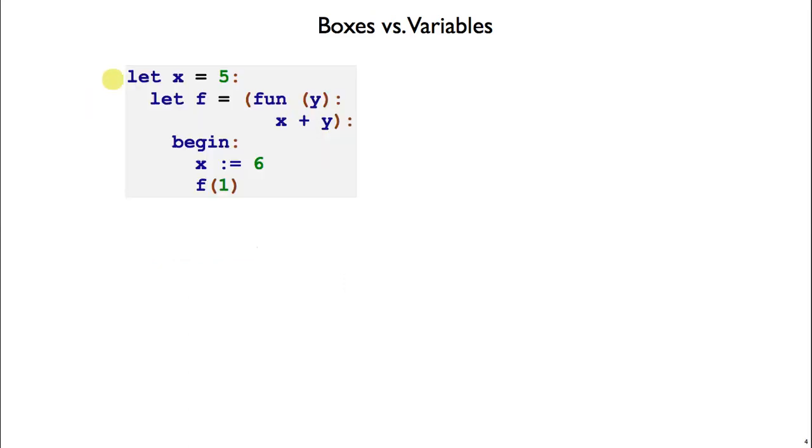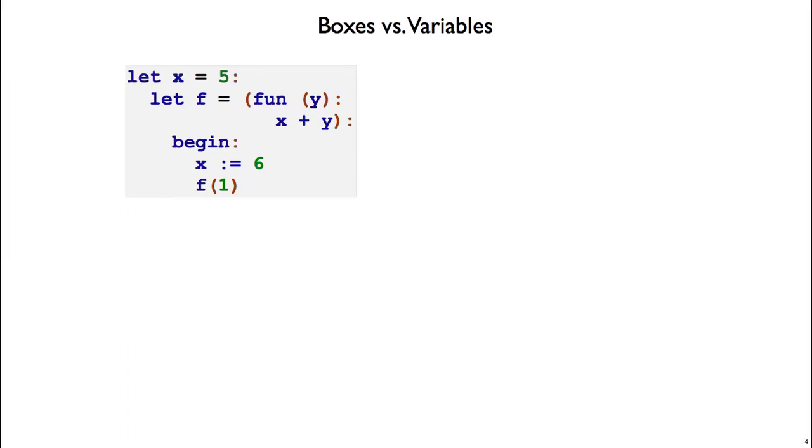Here's another example using variables. So at the top, we say x is equal to 5, and this is now a mutable variable x. We say f is a function that adds x to its argument y, and then we modify the value of x, and then call f of 1. When we run this program, we'll be calling f when the value of x is 6, so we'll get back 6 plus 1 equals 7 as the result.